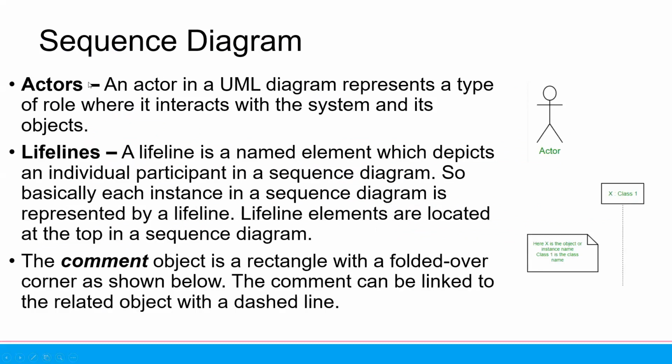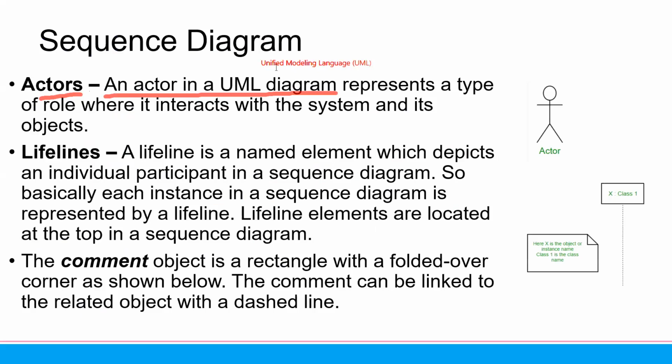So what we are going to do to make the sequence diagram, usually there will be this kind of objects. The first is actors. Actors means the user or the person. An actor in a UML diagram. UML is the Unified Modeling Language.